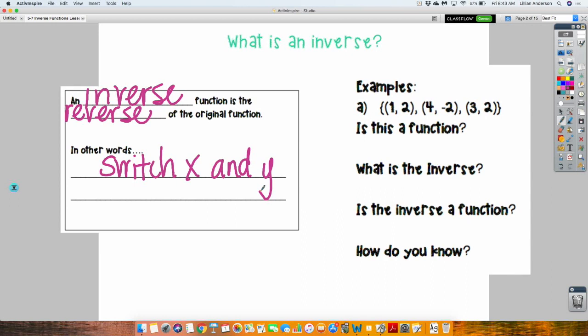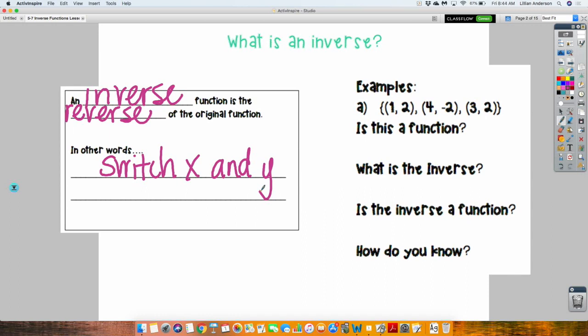Now, take a look at this very first example, okay? You're given a set of ordered pairs. A set of ordered pairs is known as a relation, okay? But a relation could be a function if it follows what rule? Who remembers this from Algebra 1? For a relation to be a function, what does that mean?